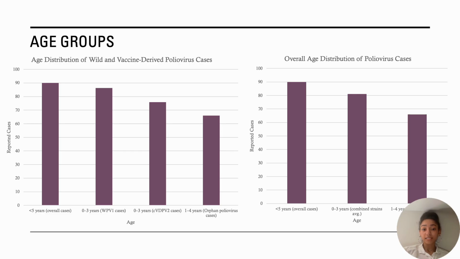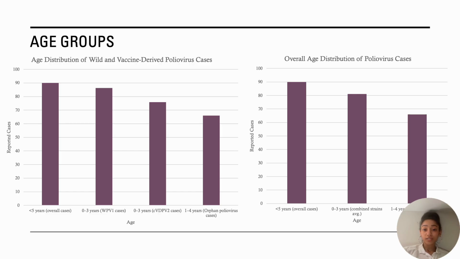Similarly, about 76% of circulating vaccine-derived poliovirus type 2 cases also occurred within the same age group. These figures come from global surveillance data published in eClinicalMedicine, which analyzed age distribution patterns across multiple endemic regions. This strain-specific breakdown shows that regardless of whether the virus is wild type or vaccine-derived, early childhood remains the most affected age group. The second graph simplifies the data by combining strain information and emphasizing the overall trend.